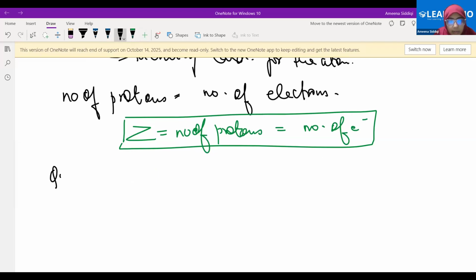Fine. Question. Z for an atom is equal to 12. Tell me the number of protons and electrons in this atom.